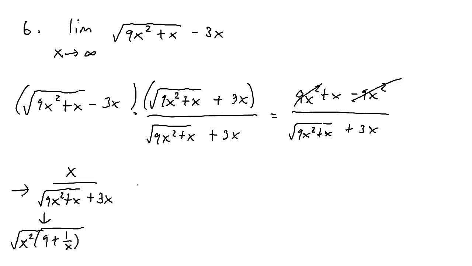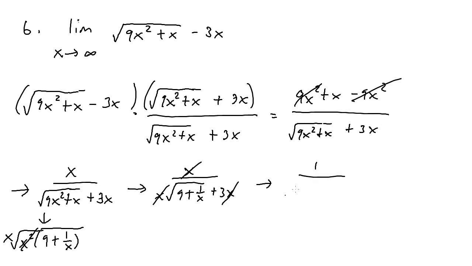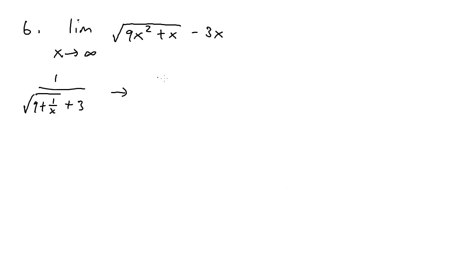So now rewriting it, the square root of x squared is just x, so that can come outside of the radical. So rewriting, we have x over x times the square root of 9 plus 1 over x, and then plus 3x. Now realize that all the x's will cancel here. So what we have left is 1 over the square root of 9 plus 1 over x, and then plus 3. So now I can go ahead and rewrite the limit. So the limit as x approaches infinity of 1 over the square root of 9 plus 1 over x, and then plus 3.